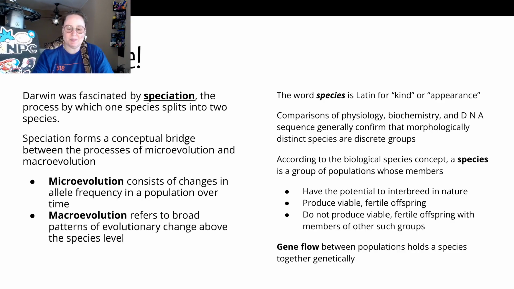So, according to the biological species concept, a species is a group of populations whose members, now this is important, have the potential to interbreed in nature.